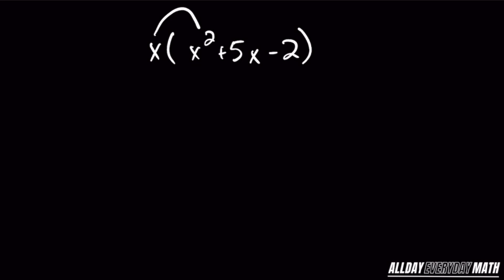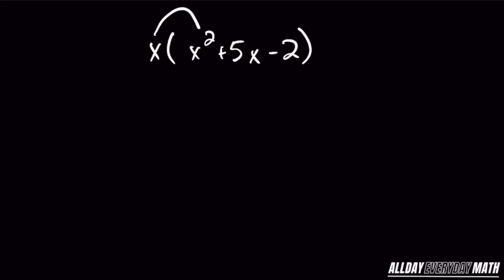So let's do another example. This time we're going to multiply x times x squared plus 5x minus 2. And so that's all inside parentheses. This time we're multiplying a monomial times a trinomial because inside the parentheses there are now 3 terms. Okay. So we're just going to do the same process. We are going to distribute this x to each term inside the parentheses.